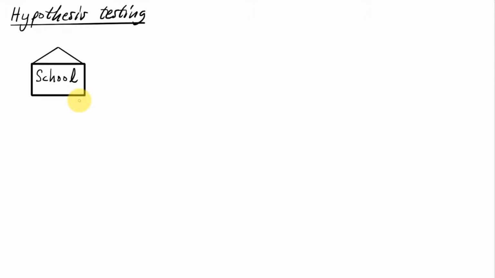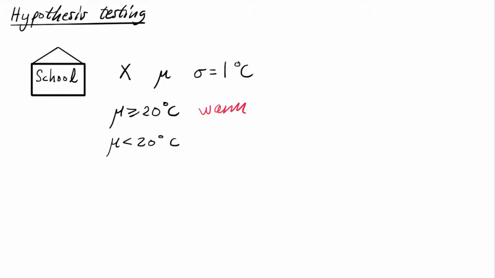Let's say that the school inspector wants to find out if it's warm enough in the school. So let X be the temperature in the classroom in the school. And assume that the classroom has an expectation value of the temperature in degrees Celsius and a known standard deviation of 1 degree Celsius. If the expectation value of the temperature is larger than or equal to 20 degrees, then we say the school is warm. And if the expectation value of the temperature is less than 20 degrees, we say it's cold. So the border between warm and cold is 20 degrees.